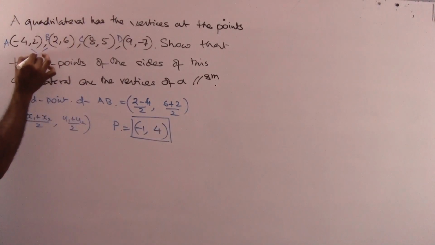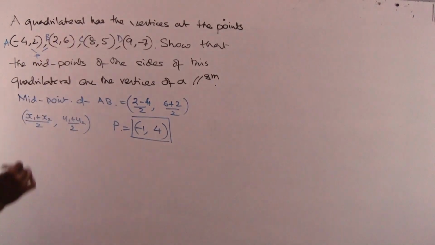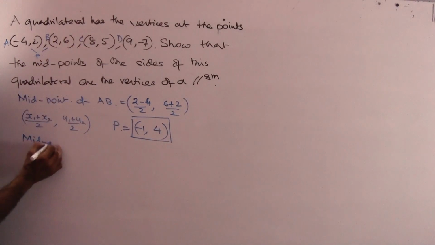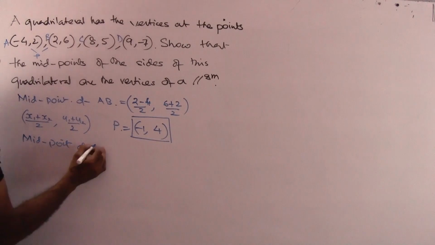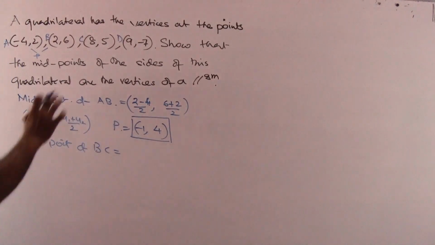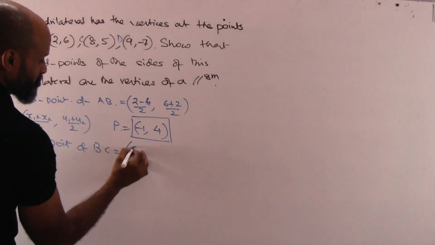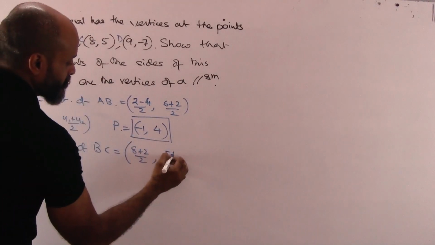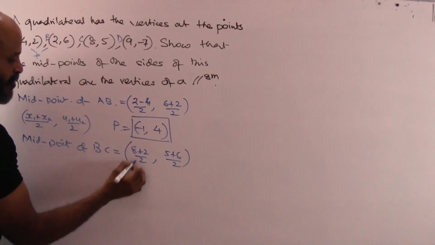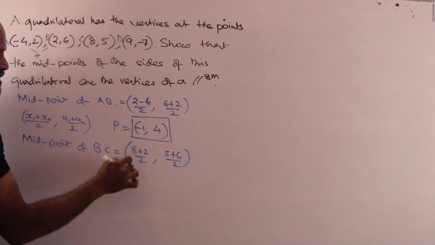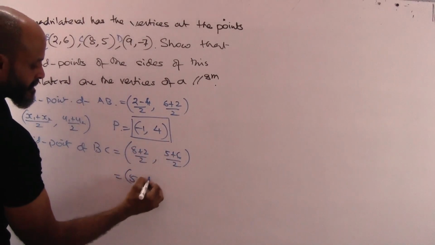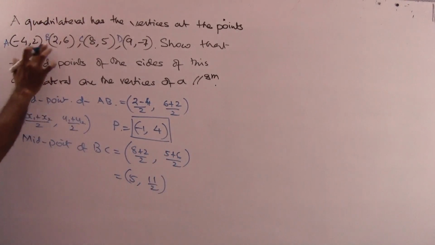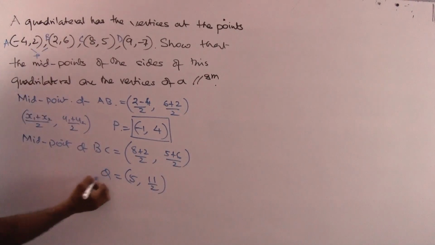So midpoint of AB, we'll call it P. Then we have the midpoint of BC. What will this be? Again (8 plus 2) by 2 and (5 plus 6) by 2. So that's going to be how much? (8 plus 2) by 2 is 10 by 2, that is 5, and this is 11 by 2. So this is AB, and then we have BC. Let's call it Q.